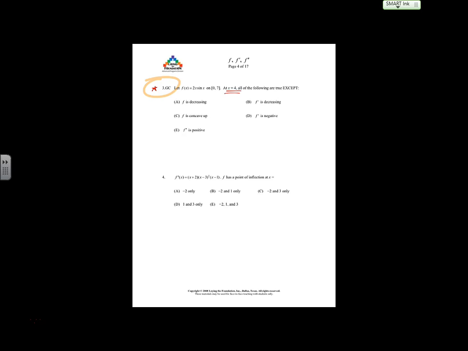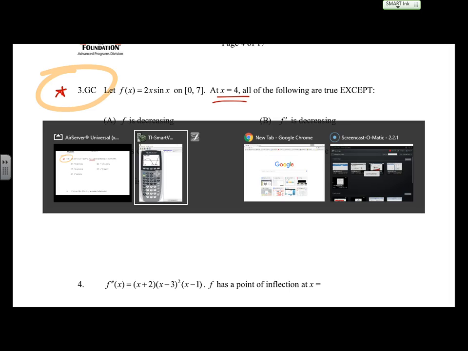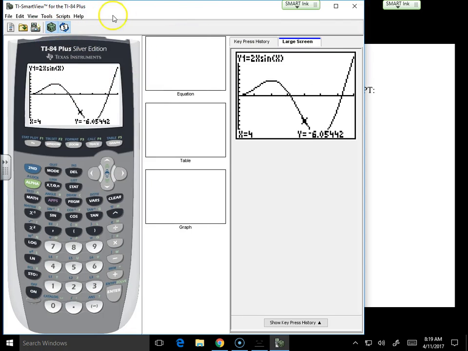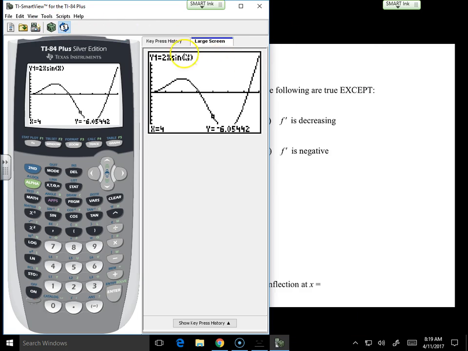Number 3 is a graphing calculator problem, and I actually had this one on a graphing calculator from period 6 yesterday. So let's go ahead and peek at it. What I've done so far is I have graphed 2x sine of x.